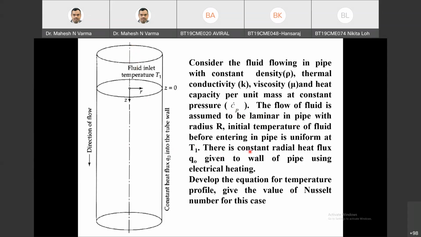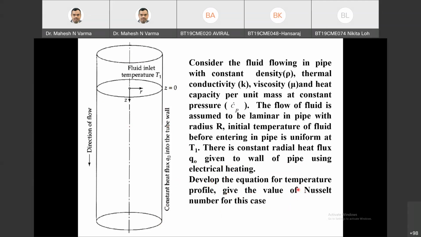There is a constant radial heat flux. So the pipe is heated throughout the length L with a constant heat flux. Constant heat flux is given to the pipe. Either it is coated with some resistive heating or jacketed heating or anything you can think of, say the wall of the pipe using electrical heating. Develop the equation for temperature profile and give the value of Nusselt number for this case.